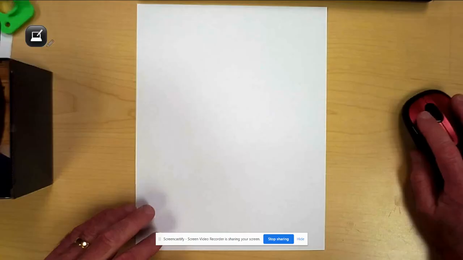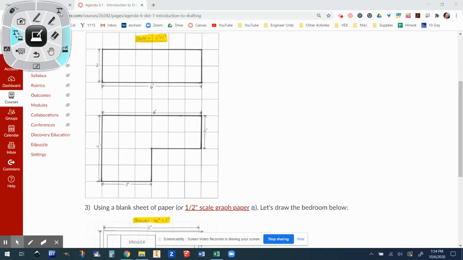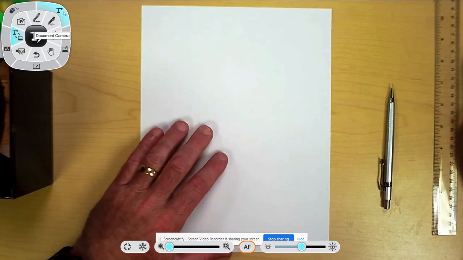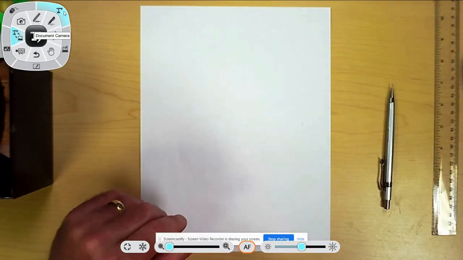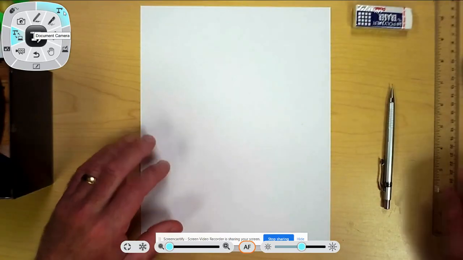So let's do that. We're going to do these two drawings. And for this, you're going to need a sheet of paper. So go ahead and get that, and a ruler with inches on it. And you will need a pencil. It's good to have an eraser nearby just in case. I'll put my eraser there.